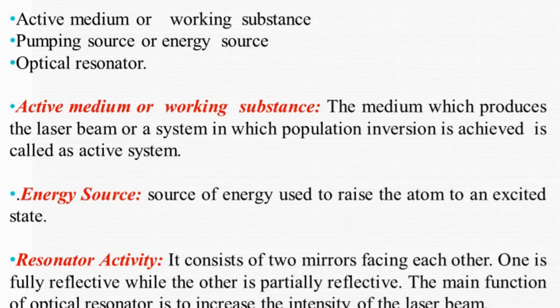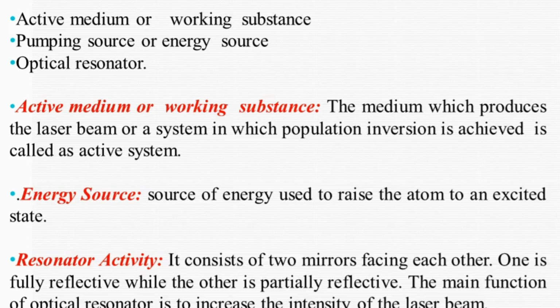What are the main components of a laser? First one is an active medium, the second one is a pumping source, and the third is an optical resonator. So what is an active medium? The medium which produces the laser beam, or where the population inversion is achieved, is called an active medium. Next comes the energy source.